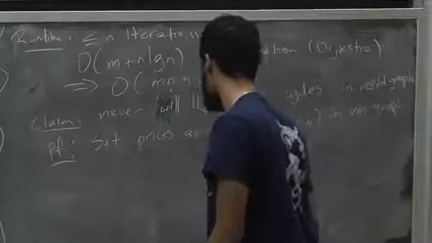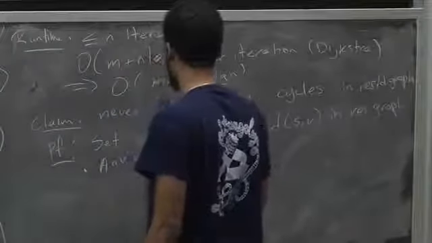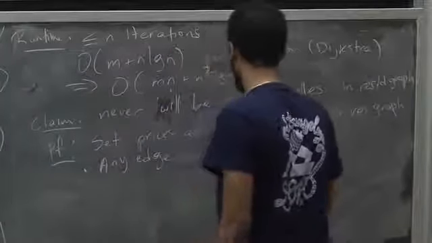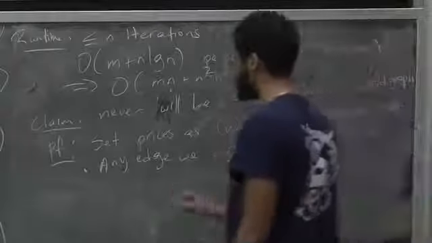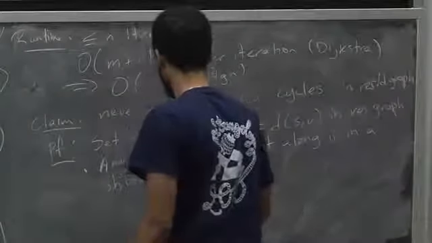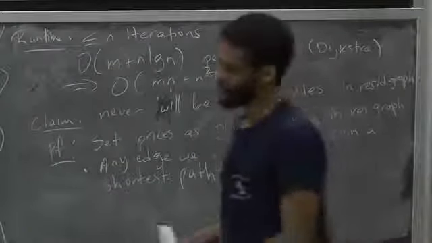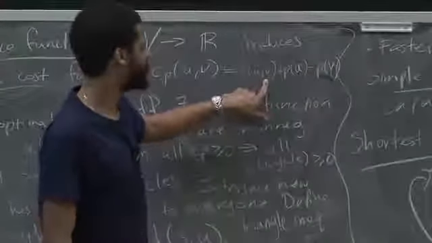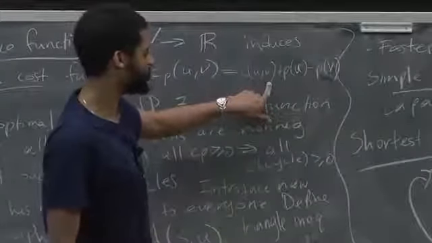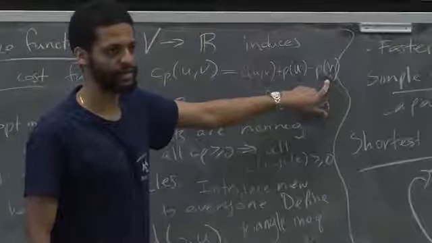So any edge we augment along is in a shortest path. Right? We only augment along shortest paths. And if the edge UV is part of a shortest path, that means that the weight of the edge UV plus the distance to U is equal to the distance to V. That's the property of shortest paths.